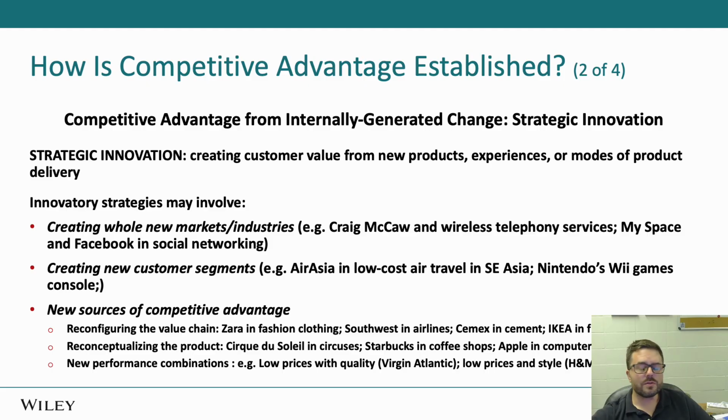Apple did this with computers, and especially the iPad. New performance, and you might call this new price performance combinations. Low prices with quality with Virgin. Low prices with style, if you think of the fast fashion market, H&M being an example that we have here in the USA. So that's a different price performance ratio or combination. Before, you either chose something that was fashionable or something that was cheap. These early pioneers created this fast fashion industry.